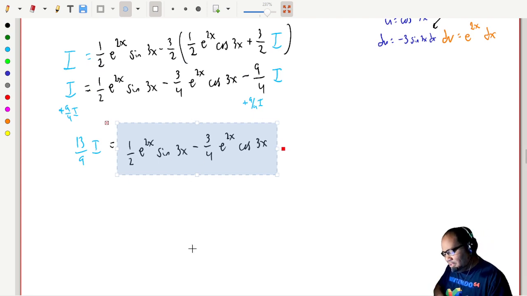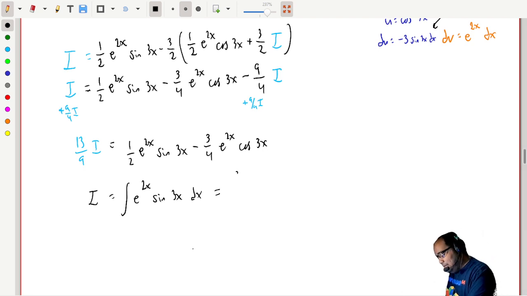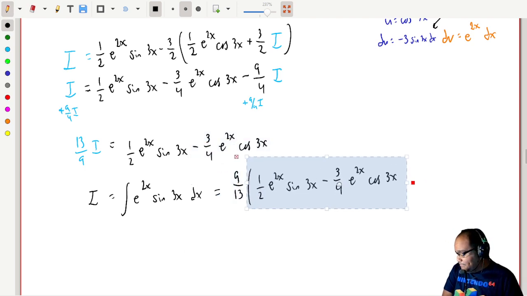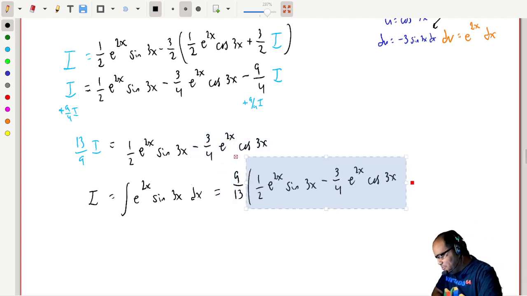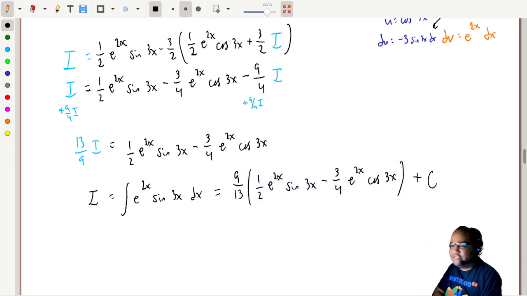And now how do I solve for I? Well, let's multiply by 9 over 13. So the integral that we want, which remember was e to the 2x sine of 3x dx, we're going to multiply by 9 over 13 of all that stuff here. Actually, thankfully, I have a copy already. Mathematicians are lazy. Don't judge me. And of course, we're going to have our plus C there because it's an indefinite integral.